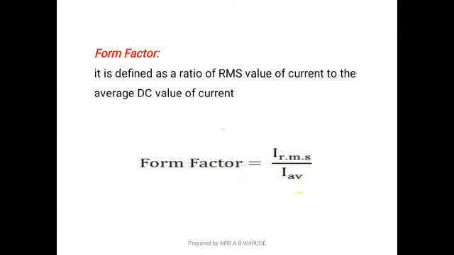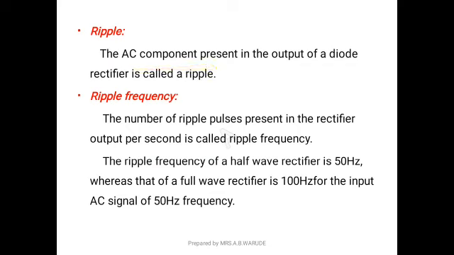Then what is ripple? We know that when we provide an AC input to a device and use the rectifier, the rectifier is the device which converts AC input into DC output. But when we look at that output, it is a DC output, but sometimes there is an AC component present in the output of the diode, and that is called ripple.